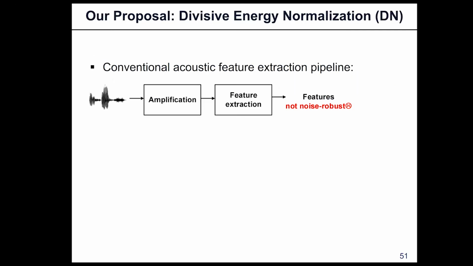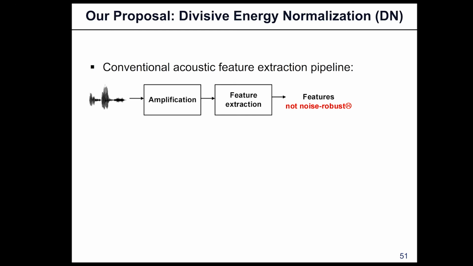Okay, so moving on. We go back to our signal processing chain: amplification, feature extraction, and the features coming out. Usually the problem is that the feature is not robust, meaning the feature varies too much with different noise characteristics.